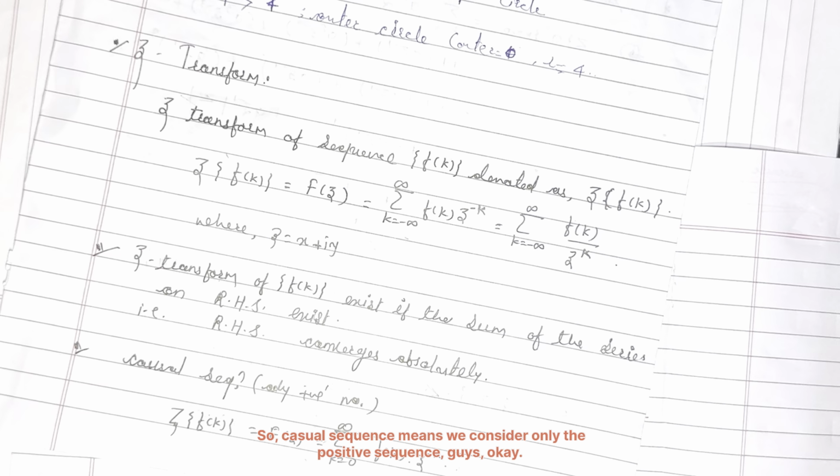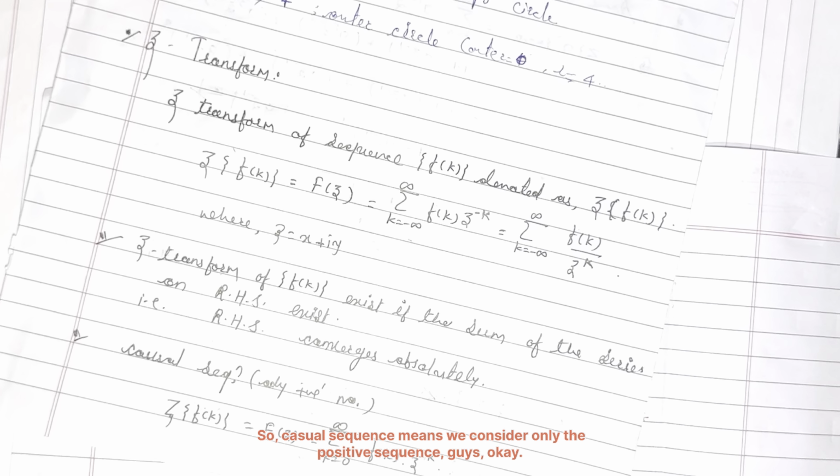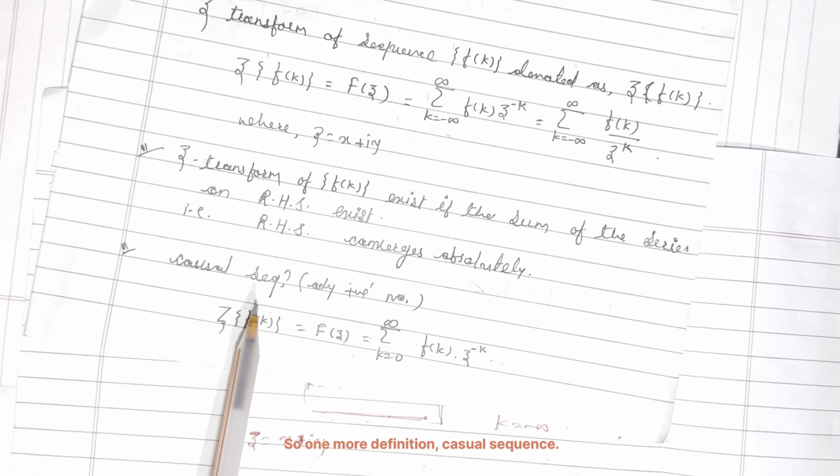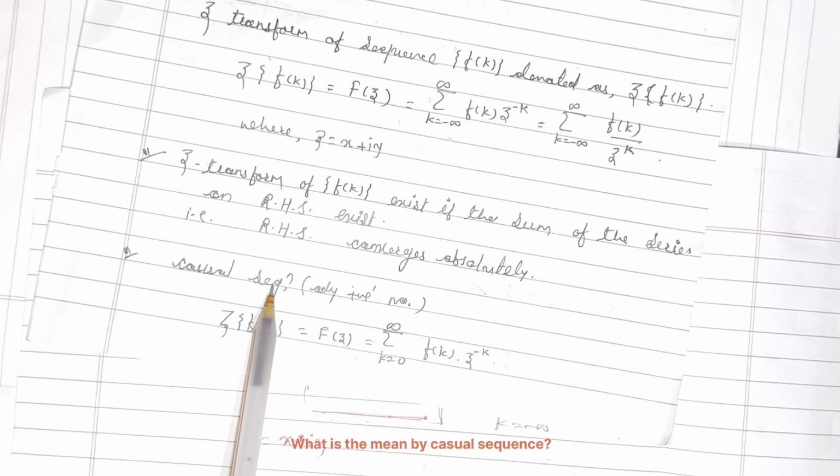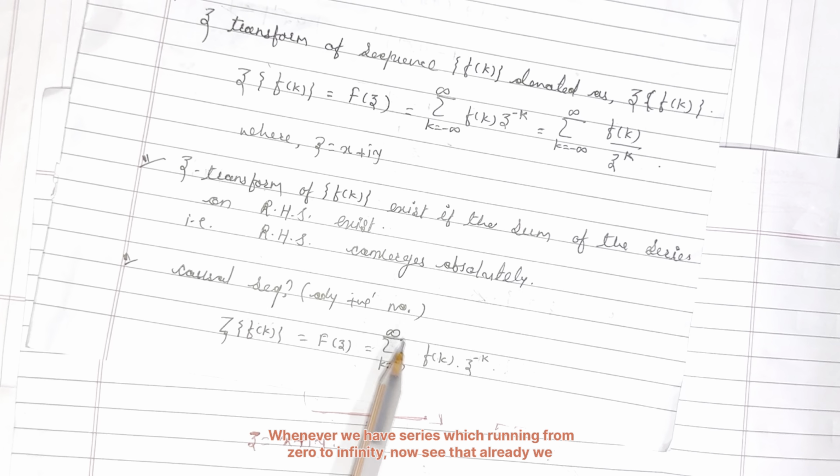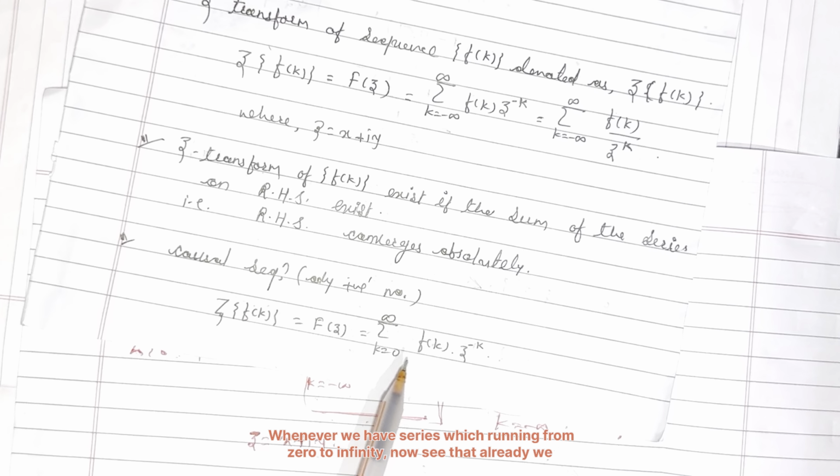So causal sequence means we consider only the positive sequence, guys. One more definition: causal sequence. What do we mean by causal sequence? Whenever we have a series which runs from 0 to infinity.